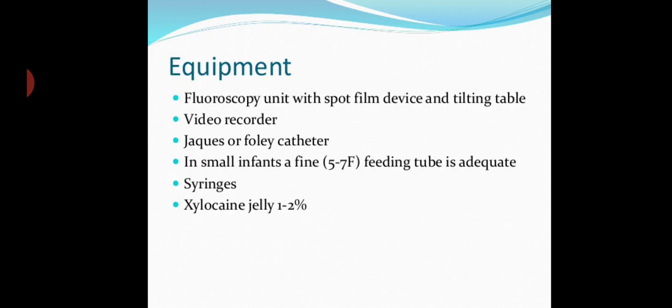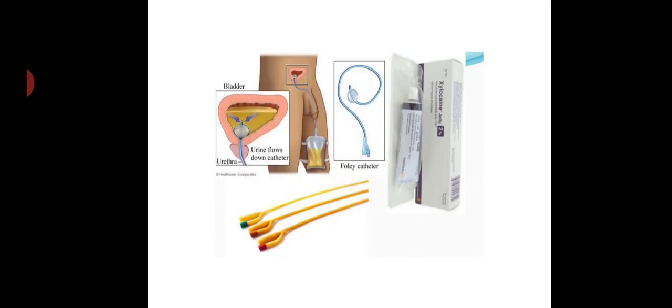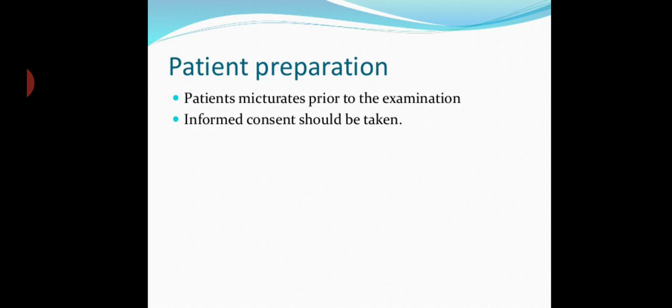Equipment: fluoroscopy unit with spot film device and tilting table, video recorder, Jacques or Foley's catheter. In small infants, a fine feeding tube is adequate. Then syringes and xylocaine jelly 1 to 2%. Here are some examples of the Foley catheter and xylocaine jelly. Patient preparation: patient micturates prior to the examination in both RGU and MCU and informed consent is taken.